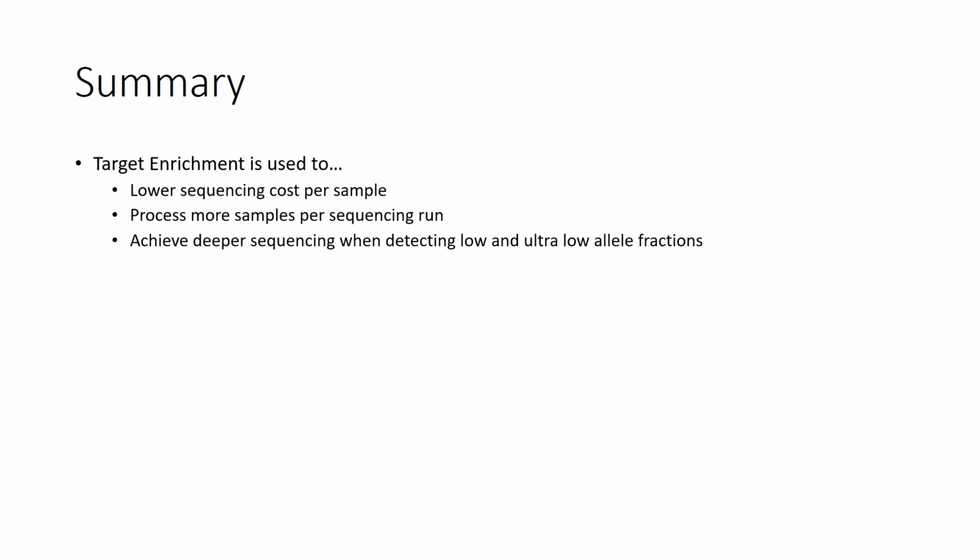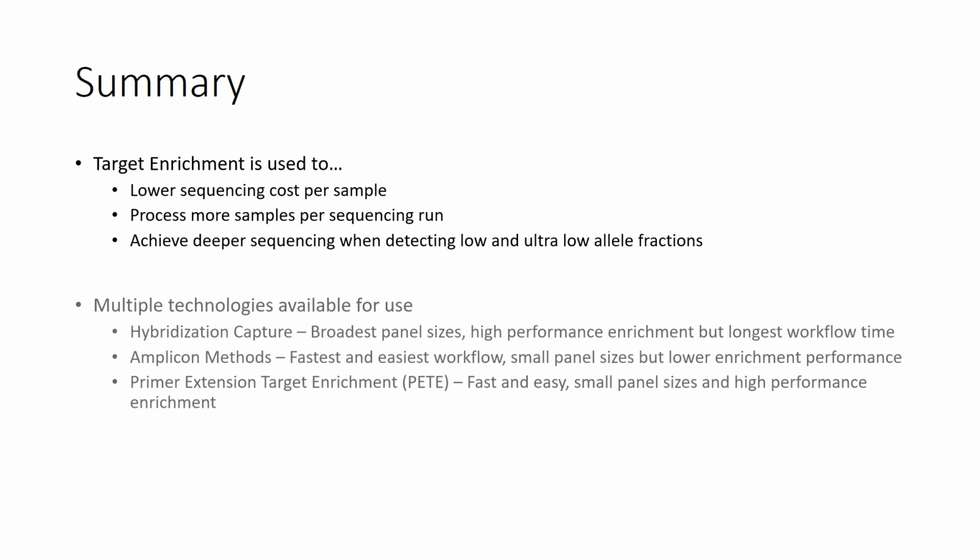So in summary, target enrichment is used to lower sequencing cost per sample. It allows you to process more samples per sequencing run, and you can achieve deeper sequencing when detecting low and ultra-low allele fractions. Multiple technologies are available for use. There's hybridization capture. This offers broadest panel sizes, highest performance, but it also has the longest workflow time. There are amplicon methods, which are the fastest and easiest workflows. They cover small panel sizes, but it has lower enrichment performance compared to hybridization capture.